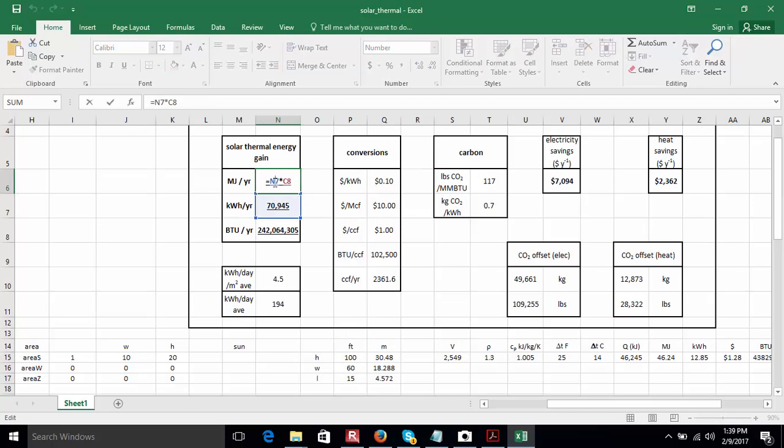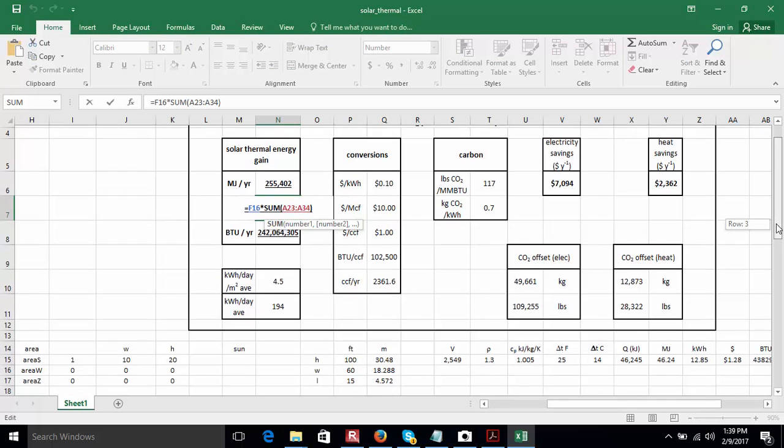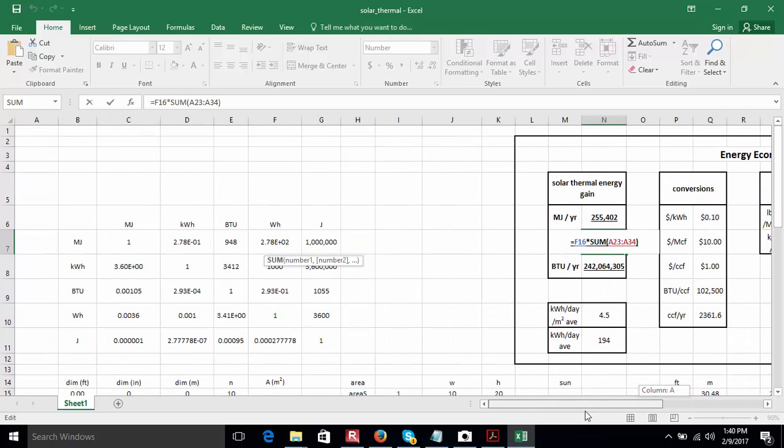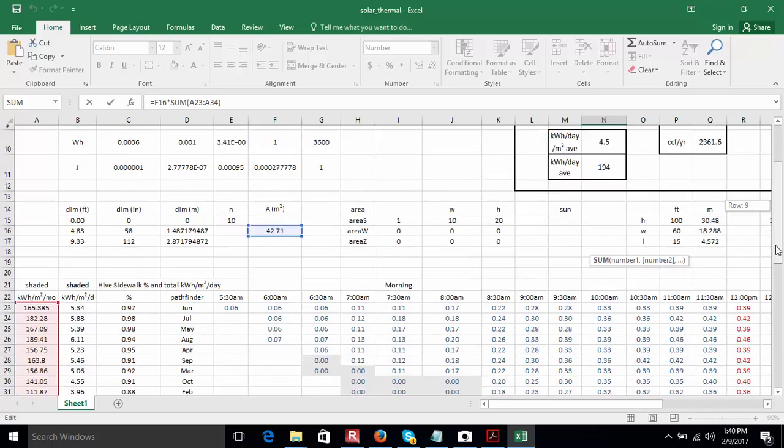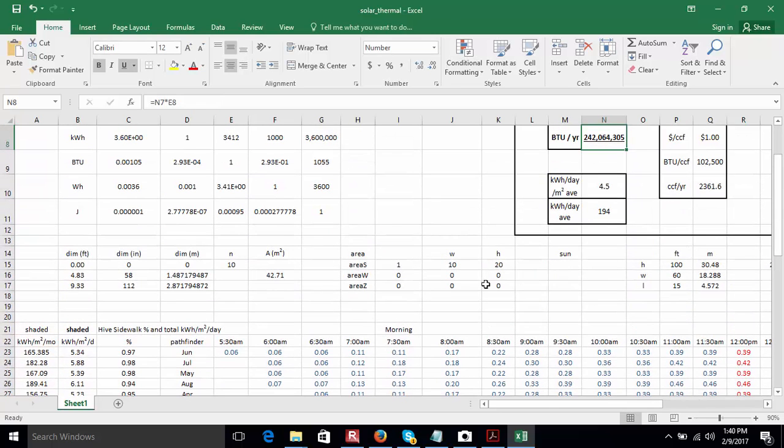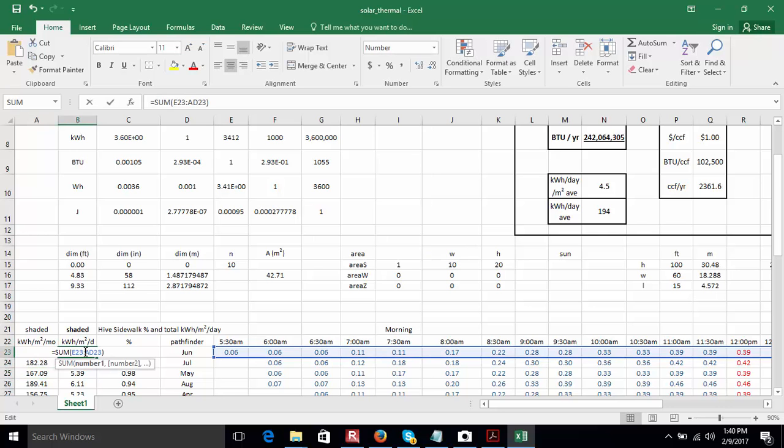And then here I came up into megajoules per year. This was kilowatt hours per year. This is the sum of A23 through A34. Let's see where that came from. A23 through A34. Okay, fine. Where did that come from? It was the product of kilowatt hours per square meter per day times the number of days in a year. So I did that for each of these guys. Where did this number come from? Well, it was the sum of all of those kilowatt hours per day.